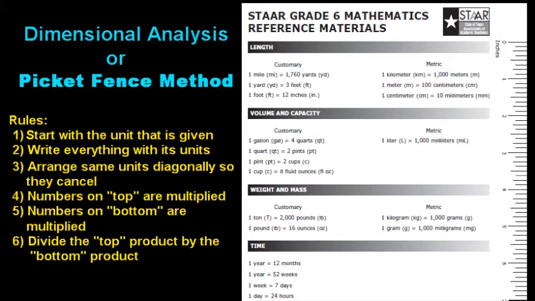I'm going to be teaching you about dimensional analysis, or as we like to call it, the picket fence method. On the right you'll see a picture of the STAR Grade 6 Mathematics Reference Materials. This is what's going to be in your STAR exam. It's split into two sides: the left side is the customary side, and the right side is the metric side. We are going to be focusing on the customary side today.